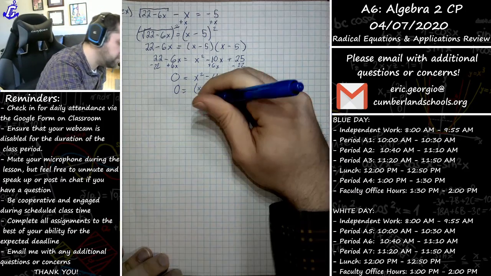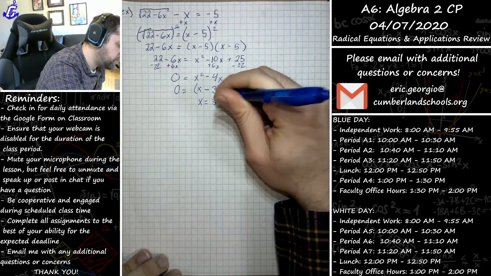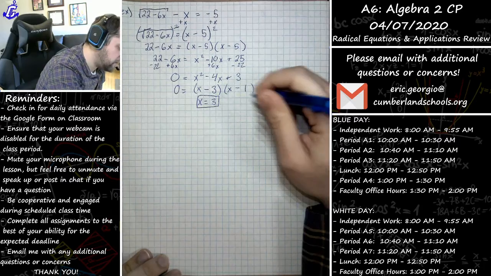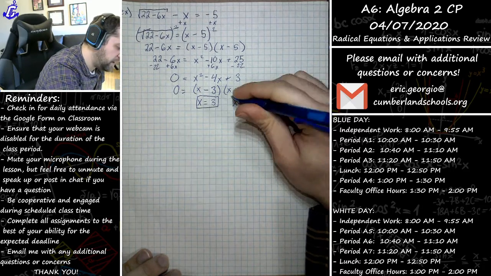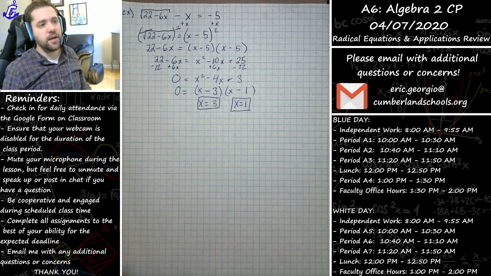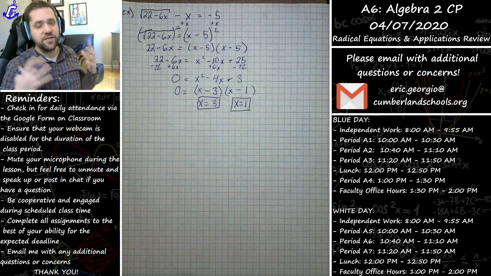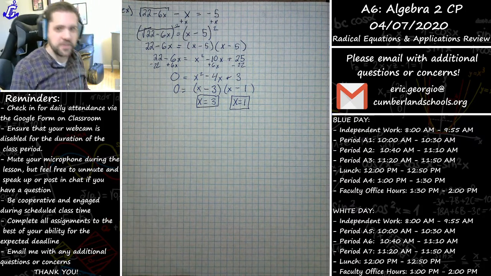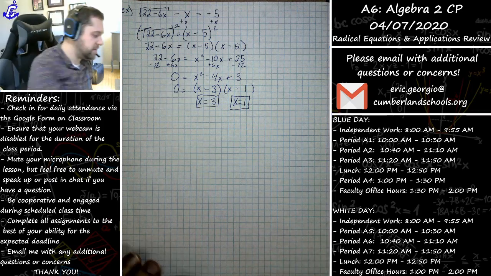Okay, so that gives me two potential solutions of x equals 3, because 3 minus 3 would make 0, and x equals 1, because 1 minus 1 would make 0. Of course, remember that I said these are two potential solutions because we, of course, have to check for extraneous solutions. So let's check.